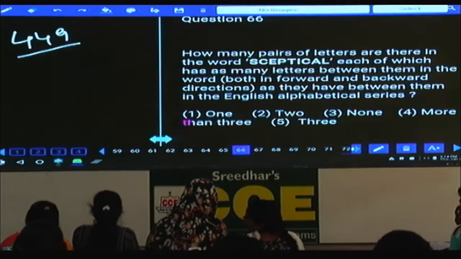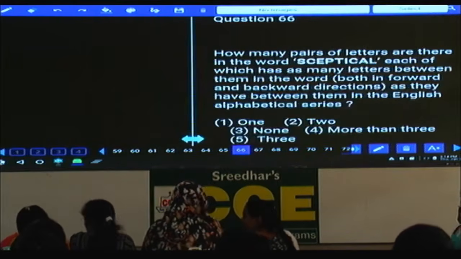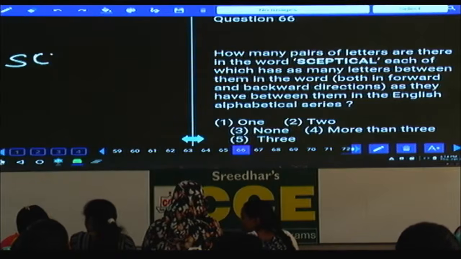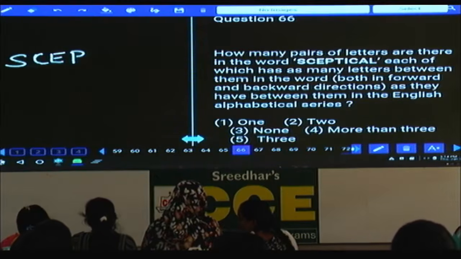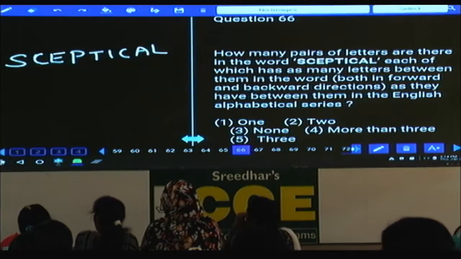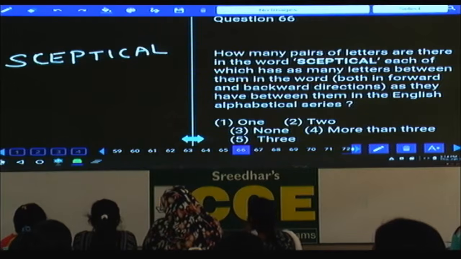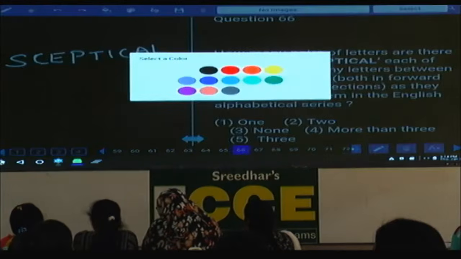Now question number 66. The word "skeptical". How many such pairs of letters are there in the word? Starting from S, we need to count till the last and check which letters are matching.